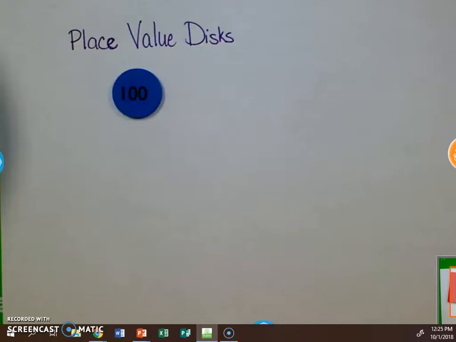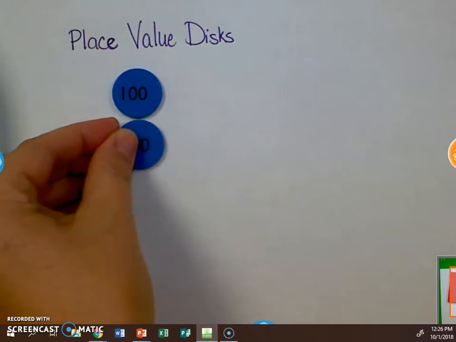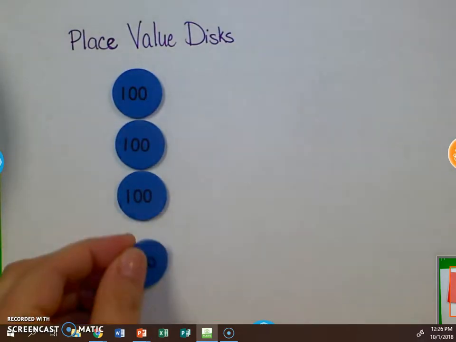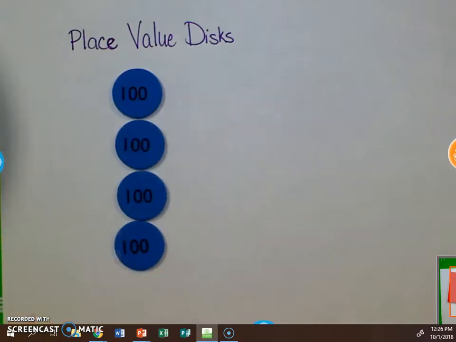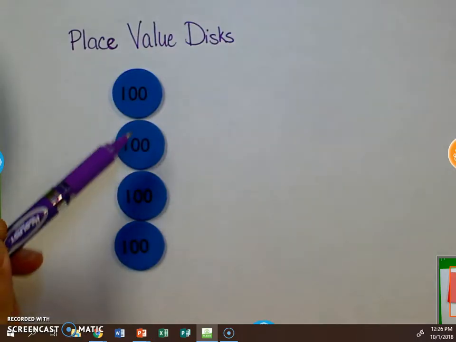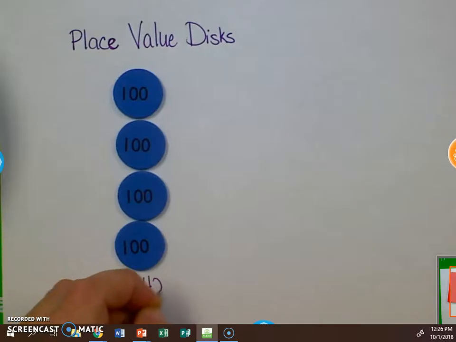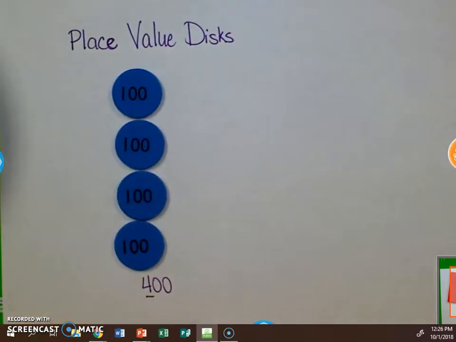Place value disks can also show the value of a number. This is a place value disk that represents 100. When you have a column or row, you can count them up, and that'll give you the total value of the hundreds place: 100, 200, 300, 400, so that we know that there are four hundreds.